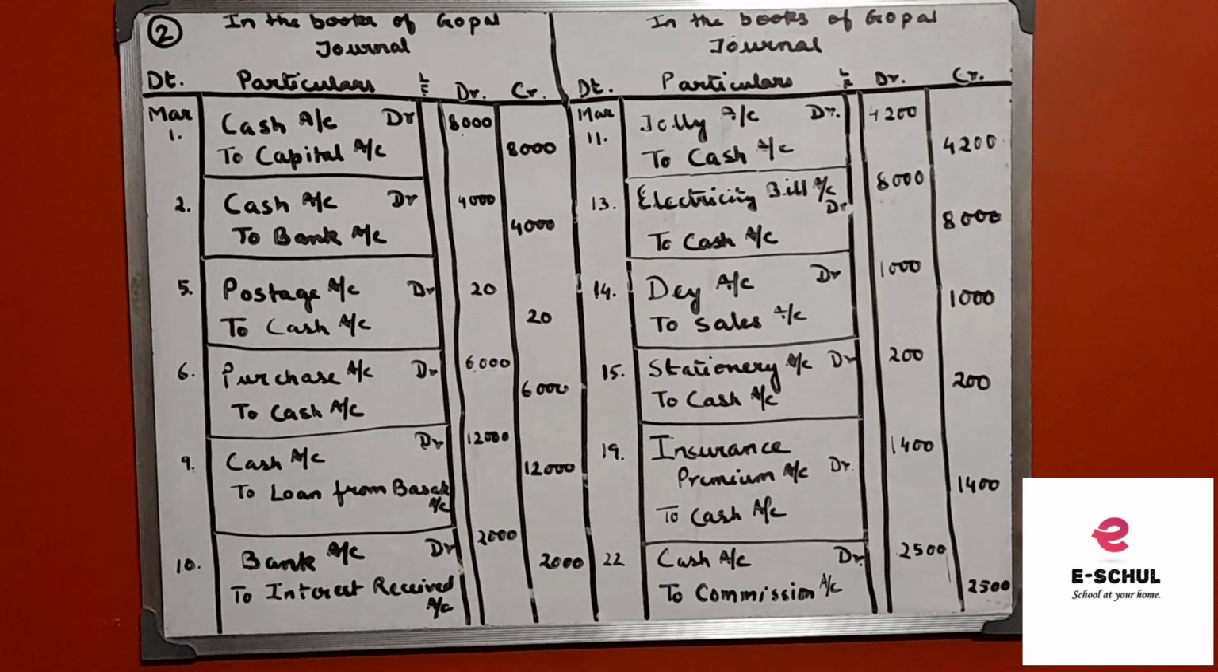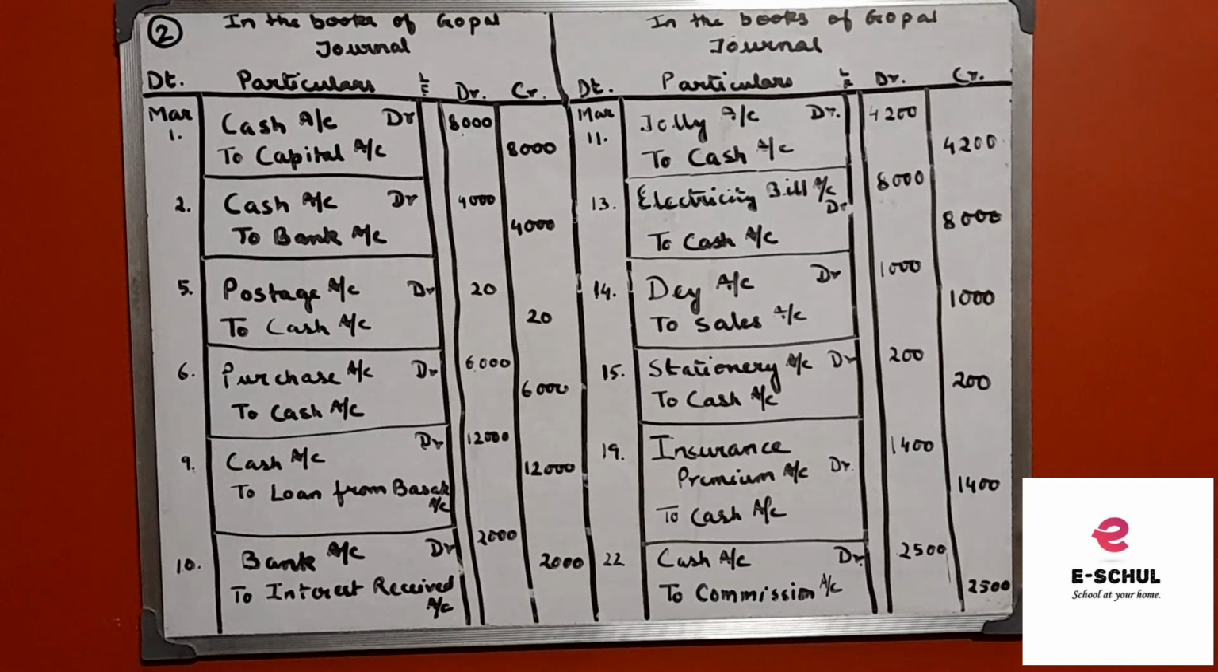Coming to the next one, 15, bought one staple machine. Now please see that whenever the small name of such assets comes up, like stapler or printer, you have to consider it under the account named stationery account. So I have given stationery account debit to cash account.